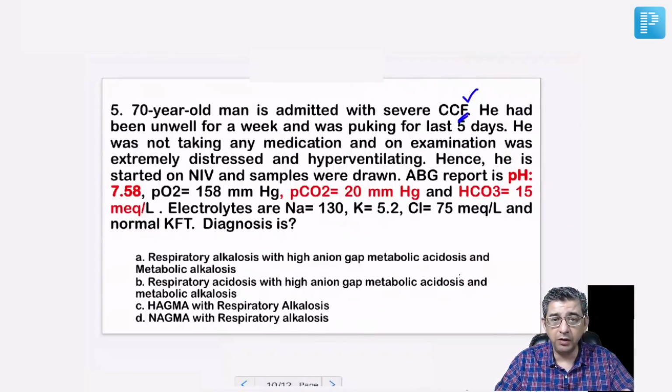The patient has been unwell for a week and vomiting. That's one point that's usually neglected. Vomiting in any patient causes metabolic alkalosis. Remember that. I've taught that many times, and I've seen a lot of people neglecting it. So always keep a watch for that.